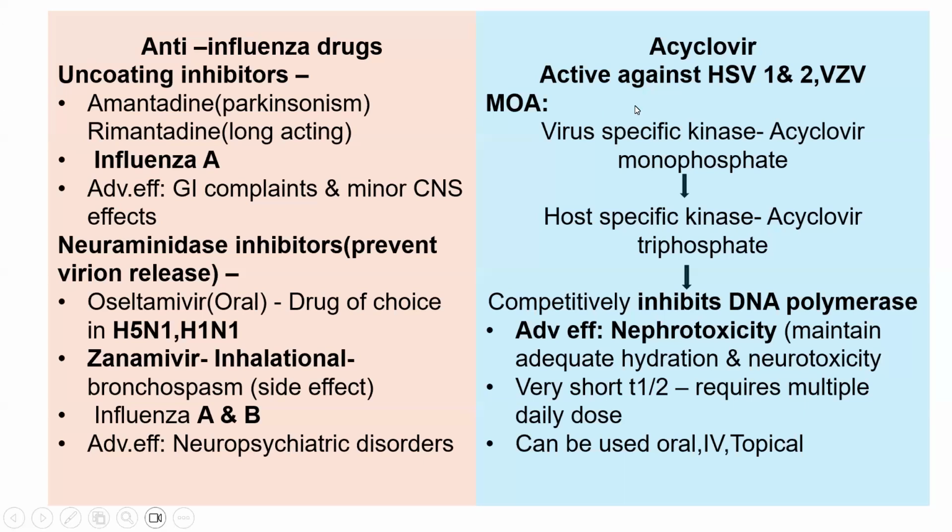Coming to acyclovir, whenever acyclovir is asked, you have to write herpes simplex virus 1 and 2 and varicella zoster. Coming to mechanism of action, it is first converted by virus specific kinase into acyclovir monophosphate, then via host kinases into acyclovir triphosphate, which is the active form, which inhibits the DNA polymerase. Acyclovir, like the antifungal drug amphotericin B, also causes nephrotoxicity. So maintenance of adequate hydration is very important, and it has a very short half-life, so requires multiple daily dosing. And we can use this drug orally, IV or topically.